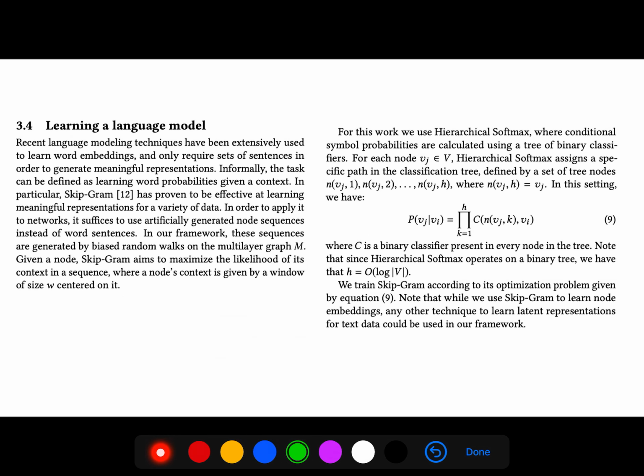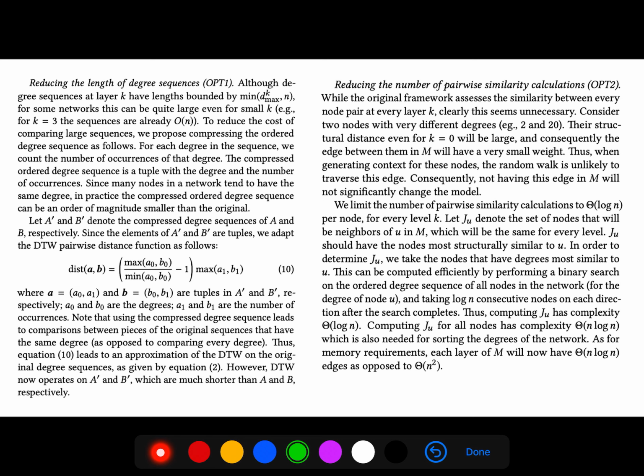So we use hierarchical softmax, where conditional probabilities are calculated using a tree of binary classifiers. So it looks like this. C is just a binary classifier present in every node in the tree.